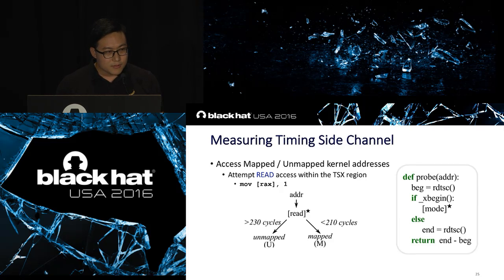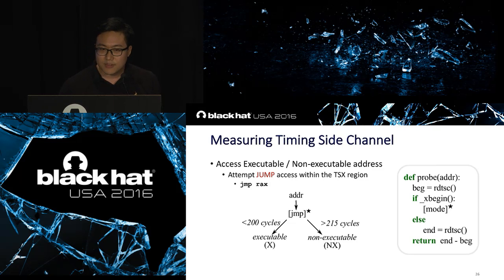With this method, we try to measure the timings of page faults for mapped and unmapped kernel addresses. What you see is that for a read access to a kernel address, the mapped address always returns fast in CPU cycles. In addition, we attempt to jump into the kernel address, which means execution access. It definitely fails because we have no privilege, but what we measured for the timing is that executable addresses always return faster than non-executable ones.